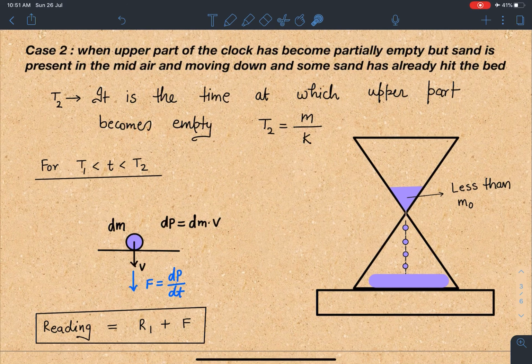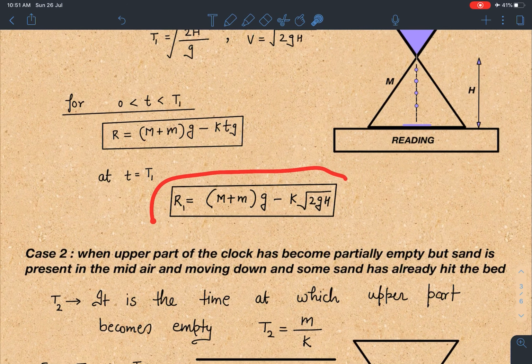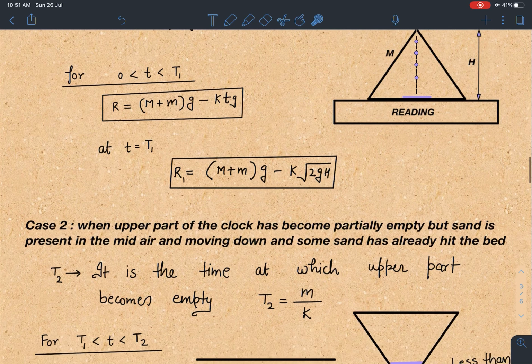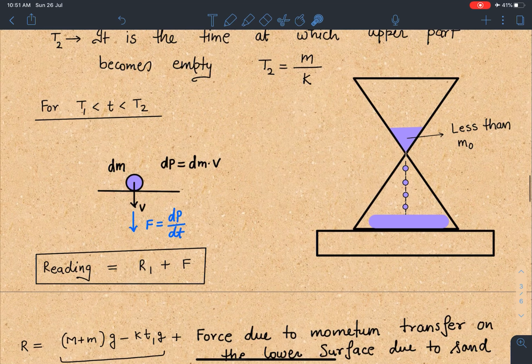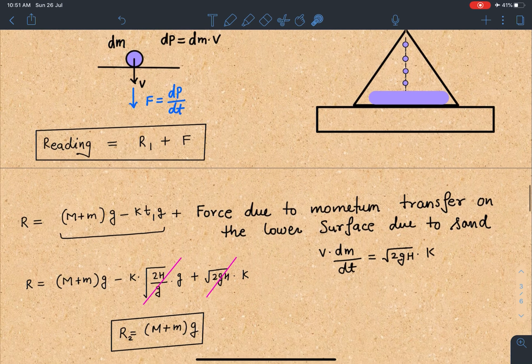So now in this situation, I can say the reading will become r1 plus f, where r1 is the value when the first particle was hitting the floor, plus the force due to change in momentum. Let's evaluate that force. So the r1 value I am substituting here. Now the force due to momentum transfer on the lower surface due to sand, we have just seen, is dm by dt times v. So v is root 2gh and dm by dt is k. If I substitute this value here, I realize that k t1 g gets cancelled with this value, and in the end we are going to get m plus mg.